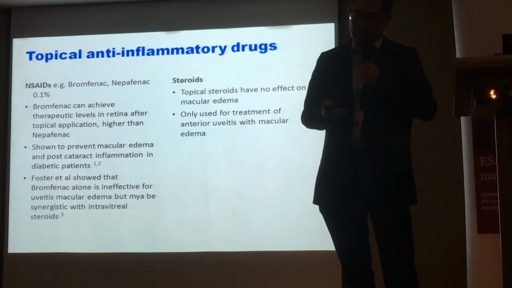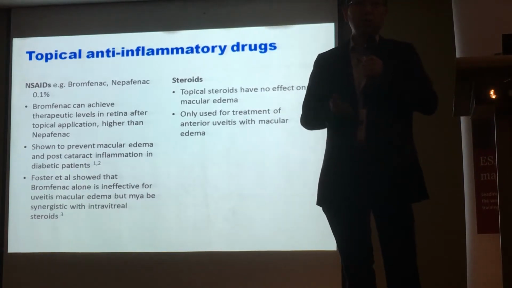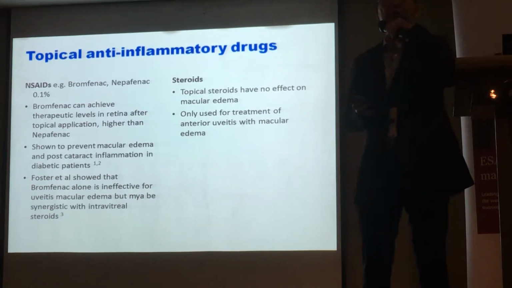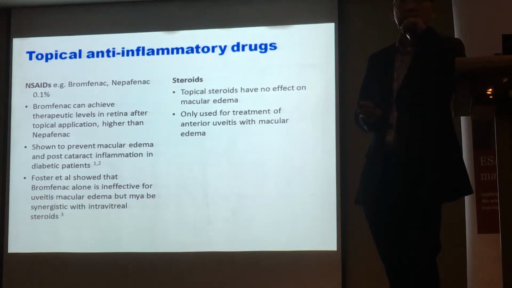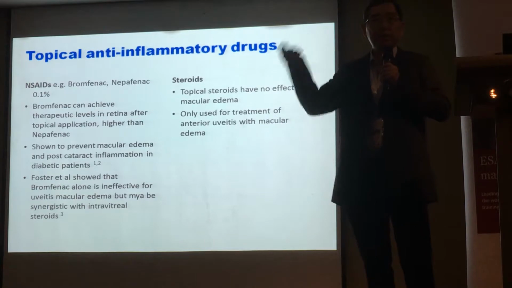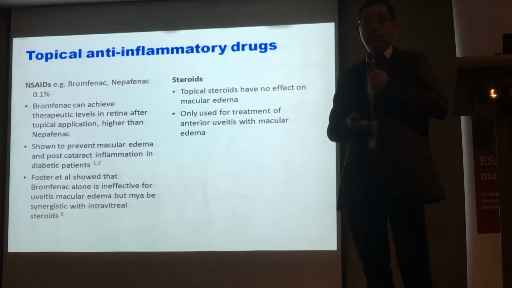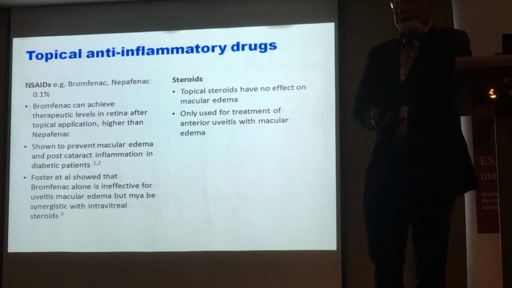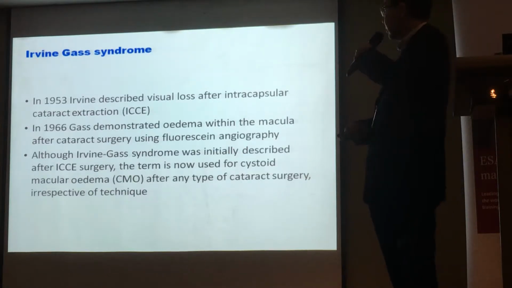So really topical treatment is not a good solution when the source of inflammation is posterior segment rather than anterior segment. Steroids on their own, topical steroids, have no effect on macular edema, and you can use it for treatment if it is anterior uveitis causing macular edema. So let's say you've got a HLA-B27 positive, very intense anterior uveitis with secondary cystoid macular edema. Yes, you just treat that locally.